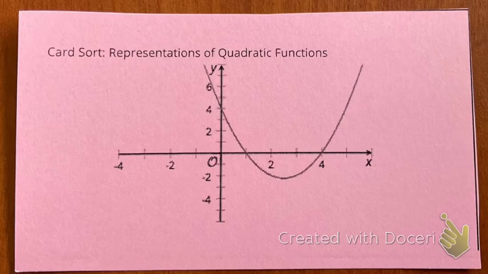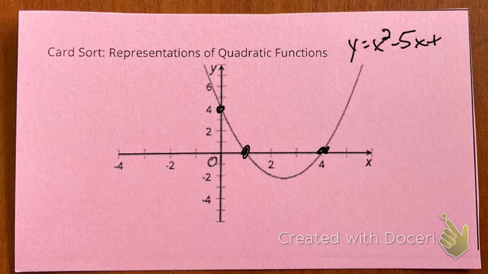So this one, we're going to look for x-intercepts of 4 and 1 and a y-intercept of 4. So as I look, I might go standard form because there's only one more standard form with a y-intercept of 4, correct? So I know that has to be my standard form. So then I'm going to look for my factored form that has intercepts of 1 and 4.